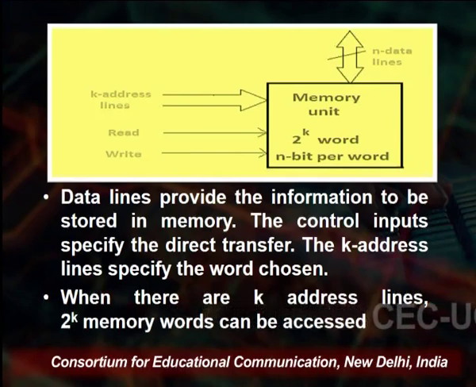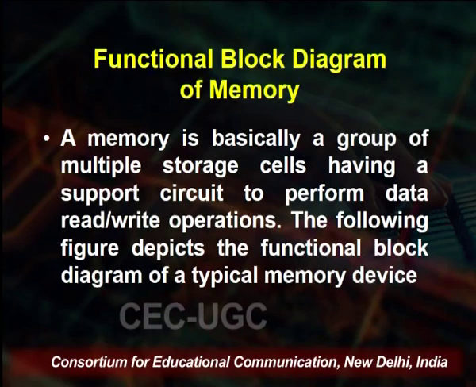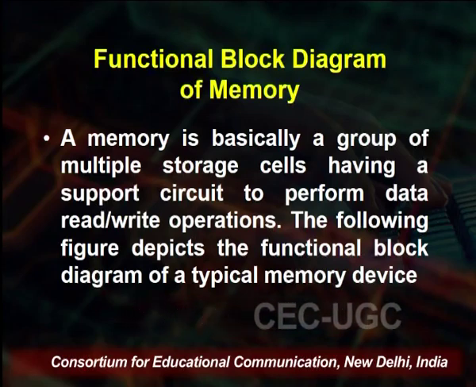Similarly, the control input specifies the direct transfer, where the k address lines specify the word we are taking. So the k address lines specify the word chosen. With k address lines, 2^k memory words can be accessed through this memory unit. So what is the functional block diagram of the memory?